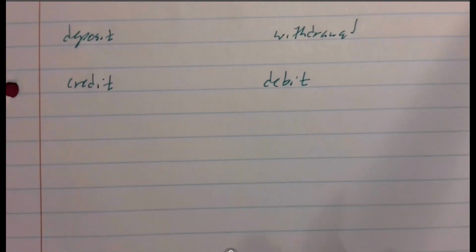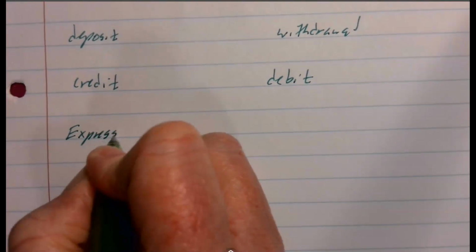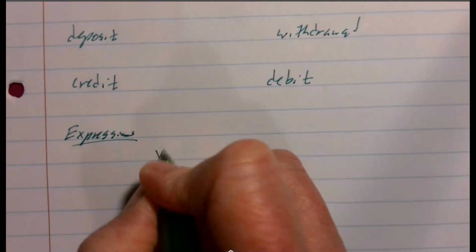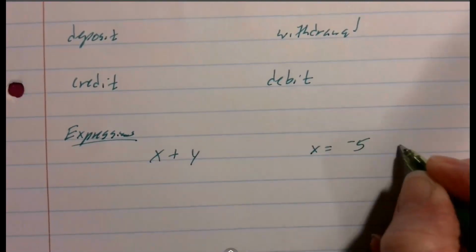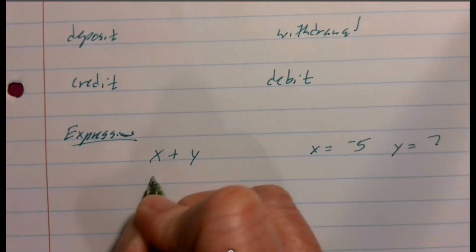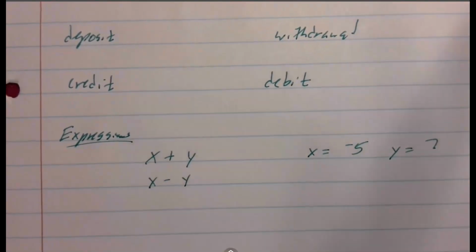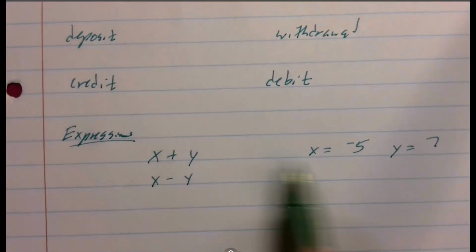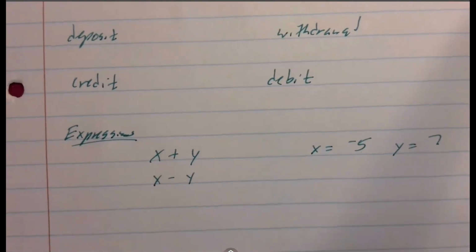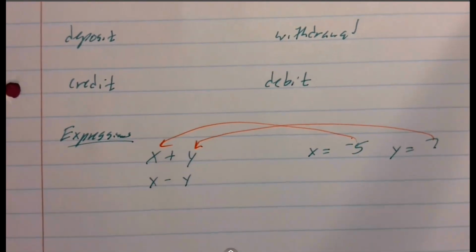We then talked about evaluated expressions. Let me tell you what I'm talking about here. If I have x plus y, and they tell me that x is equal to -5 and y is equal to 7, or they could give me x minus y, or they could give me 2x times whatever. They could give me lots of things. What I have to remember is I'm going to plug these values in. Take those values and plug them in, and then use your rules for addition, subtraction, multiplication, and division.